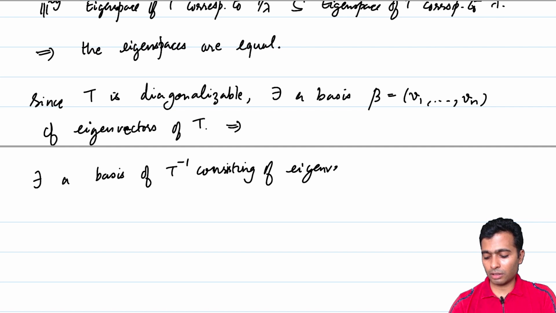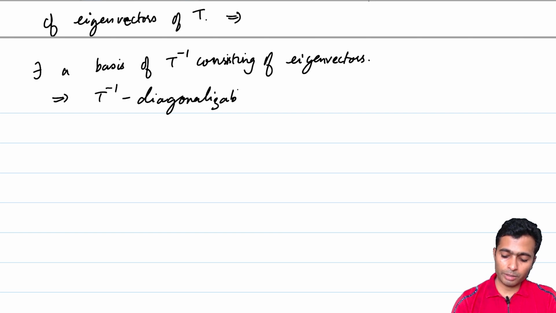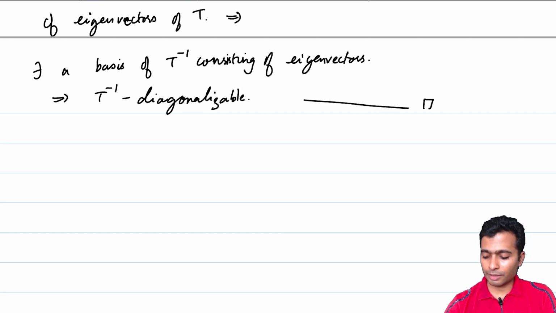That's precisely what it means to say that a given linear operator is diagonalizable, which implies that T inverse is diagonalizable. So we have shown all the parts given in the second problem.